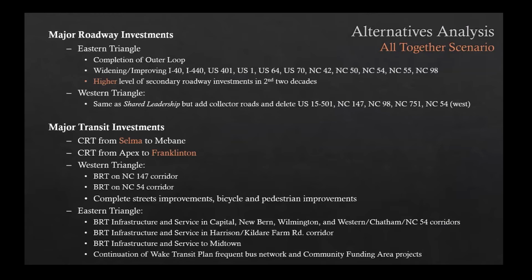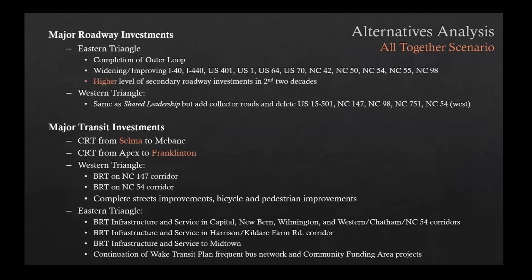In the all-together scenario, there's also a commuter rail extension to Selma, going east, and out to Mebane out west, and then the commuter rail that went up to Wake Forest would go up to Franklinton. There's also a couple of additional bus rapid transits assumed, one between downtown Durham and RTP, which would use NC 147, the Durham Freeway, and then one between Chapel Hill and RTP along NC 54.